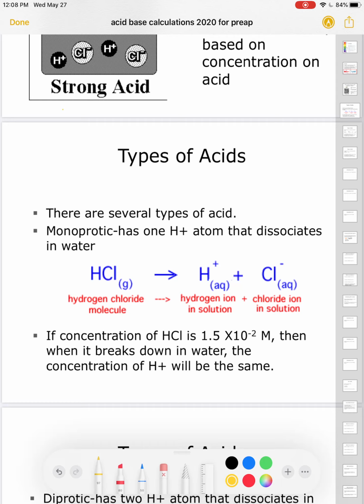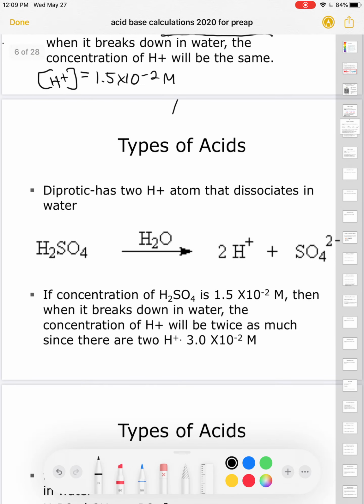Something that is monoprotic, I'm sure you guys can figure this out, has one ionizable hydrogen. So if your concentration of hydrochloric acid is 1.5 times 10 to the negative 2, then the H plus concentration is going to be the same as that because it's a strong acid: 1.5 times 10 to the negative 2 molar.